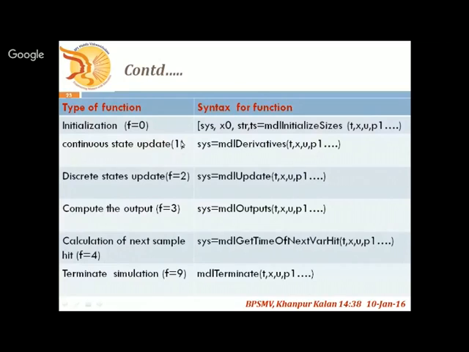Continuous state update. The flag value corresponding to the flag up is 1, continuous state update, and the syntax of the Matlab sub function which it call is sys equal to MDL derivative. This sys is the output argument that it returns each time the flag is used. Corresponding to this initialization, it returns sys as a state vector, as a vector of 6 values. Continuous state, it returns single output argument corresponding to this derivative function.